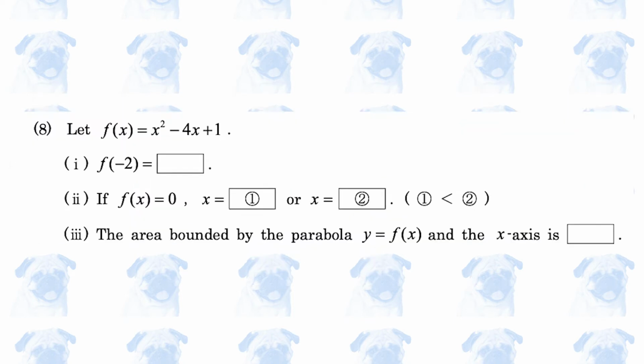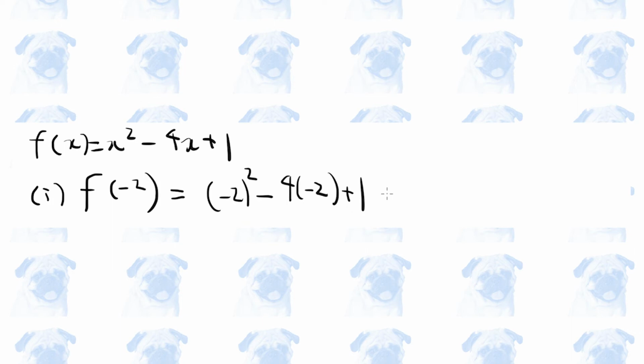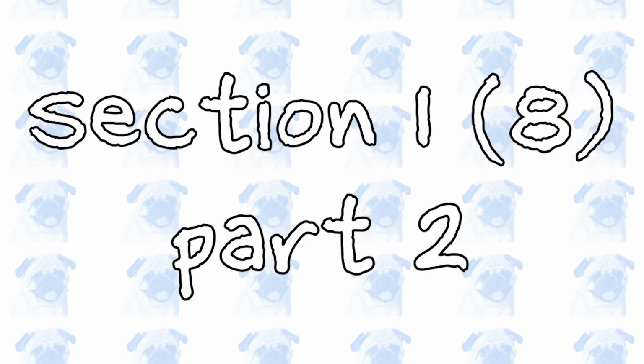Number 8. We have a function f of x equals x squared minus 4x plus 1. And for part 1, we need to find f of minus 2. So let's substitute x equals minus 2 into the function. The answer is 13.